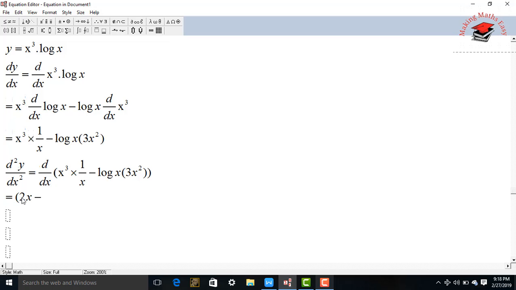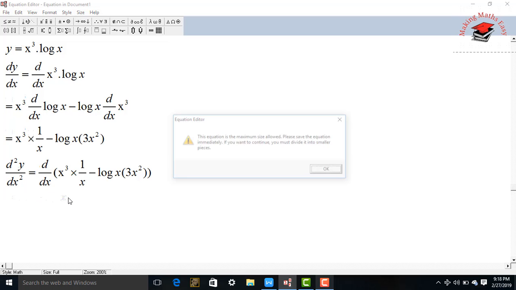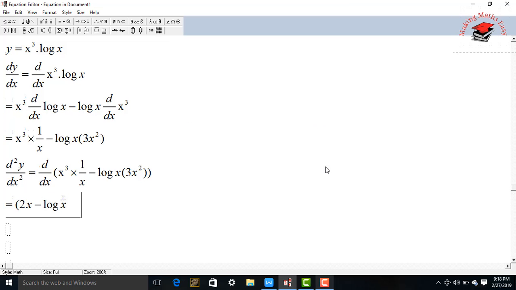So minus log x. Here we have to use the UV rule. So log x will be u, and x square will be v. So consider log x is equal to u. So log x into d upon dx of x square in this case.